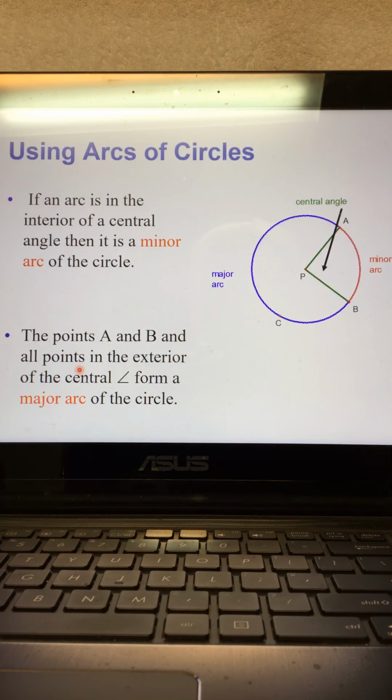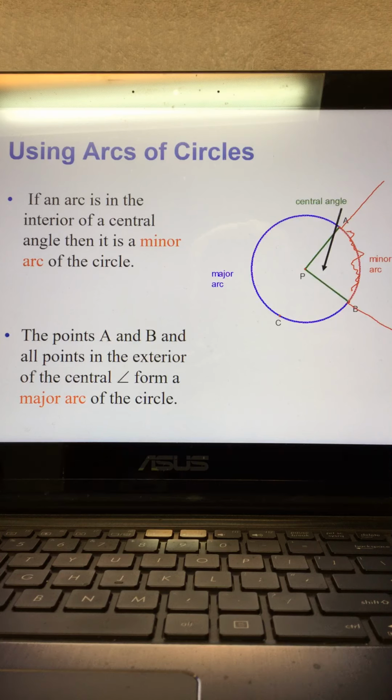How do we use arcs? Okay, how do we recognize what we talked about as far as a minor arc? How do we know when we have a minor arc? So let's just read that definition and see what we can do with it. It says, if an arc is in the interior of a central angle, then it is called a minor arc. Now that's kind of hard to understand, but here's our central angle that I have drawn in green. If you think about extending that out, this arc is contained inside the central angle. So this is a minor arc.